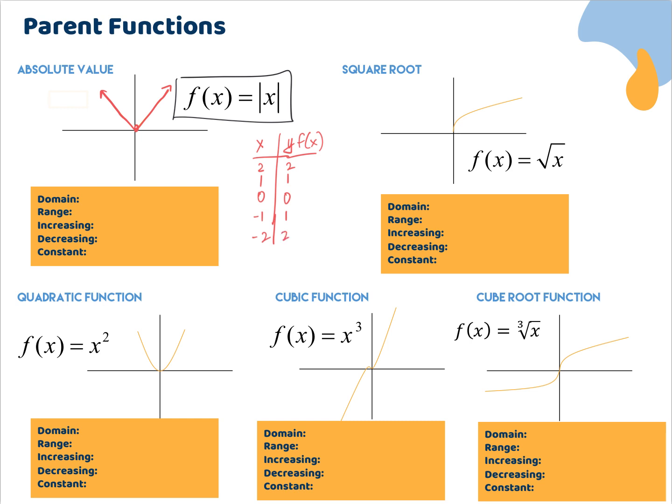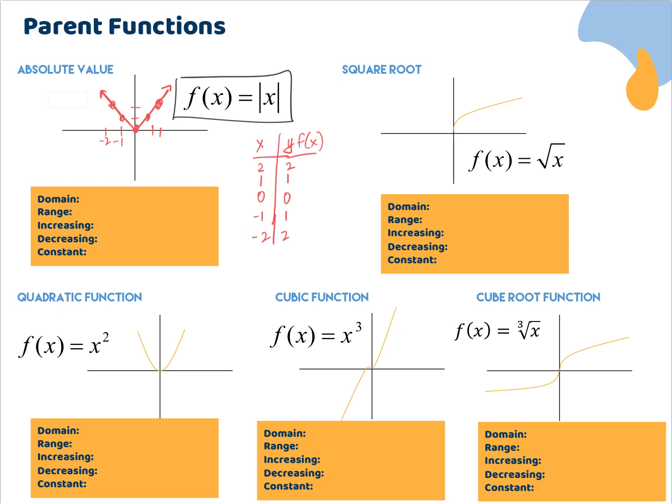So if I go to graph that, let's do (2, 2), (1, 1), (0, 0), (-1, 1), and (-2, 2). And you see where the V comes about.